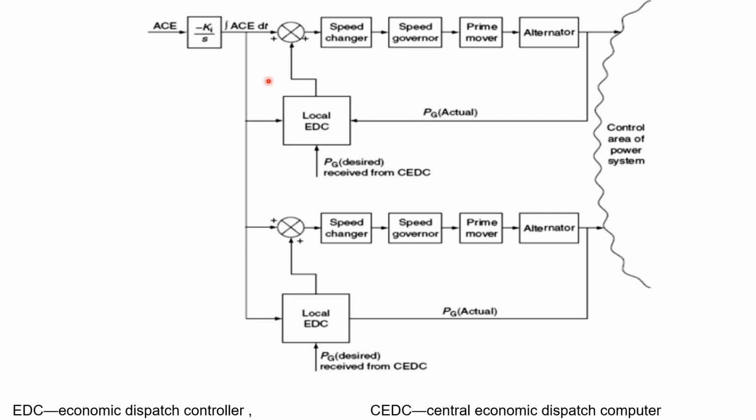So the comparison here, as already I have mentioned, the load frequency controller is a fast acting control within a few seconds, and we have already mentioned a zero steady state frequency error, and the economic dispatch controller is a slow acting controller.